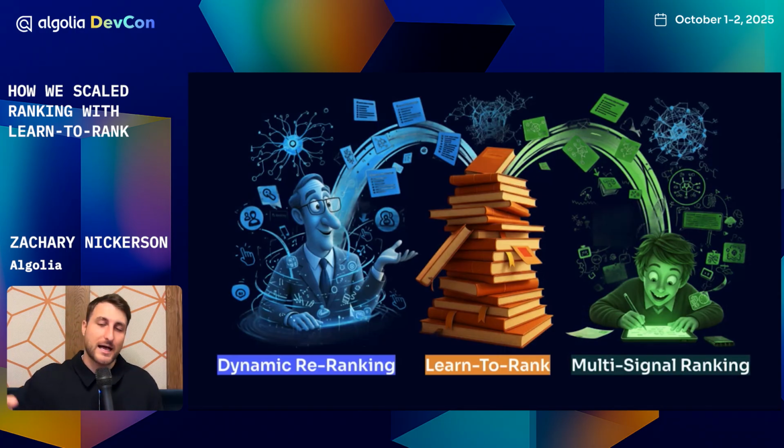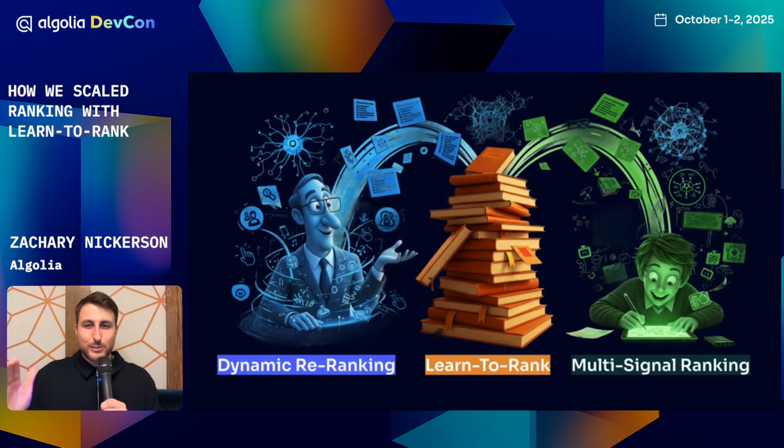So think of this as like a classroom setting. On the left there, you've got dynamic re-ranking. That's the teacher. Dynamic re-ranking is an Algolia product that learns from real user behavior to optimize rankings for popular queries. It's experienced and reliable, but it's limited to scenarios where it already has that information or that data.